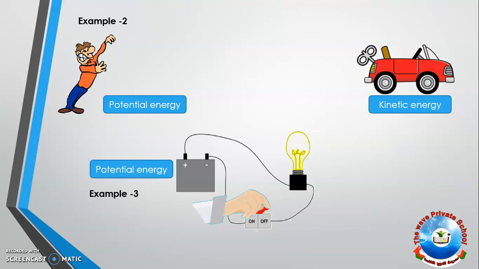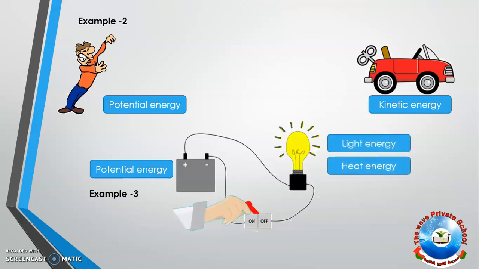This is potential energy. The car battery, or battery, is a potential energy. So when you switch on the light, the potential energy is converted into light energy and heat energy. So from these three examples, you understood very clearly what is energy conversion, right?